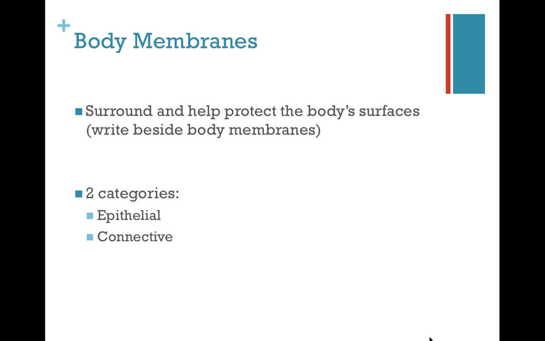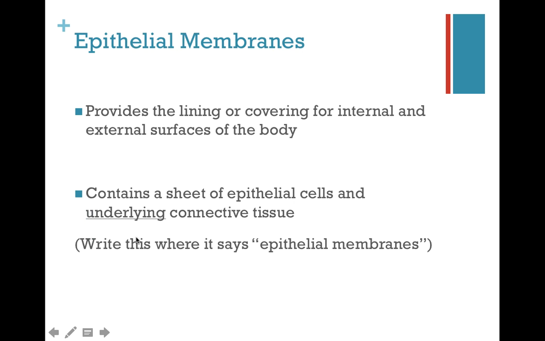So body membranes basically are just for protection. They cushion your organs. They protect your organs by forming the cutaneous or the skin membrane that keeps bad things out. So that's what membranes are. Membranes are made out of either epithelial tissue, underlined by a connective layer, or just connective tissue itself. Okay? So those are the two categories, epithelial and connective. You need to know that.